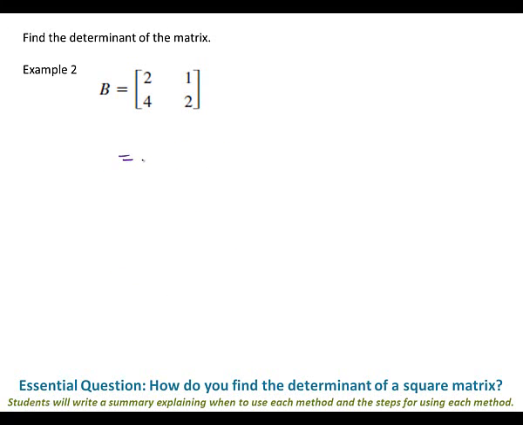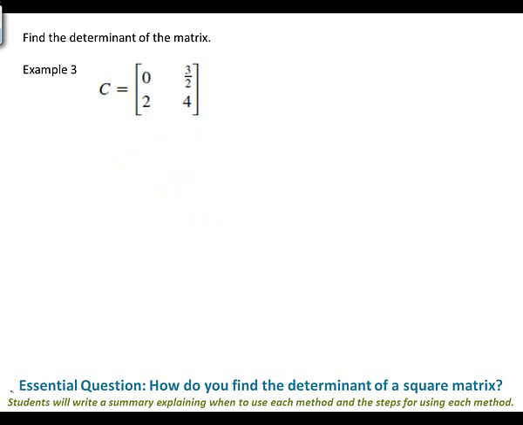I'm not going to write out as much work for this one. I'm supposed to multiply the diagonal. So what am I multiplying together first? 2 times 2, which gives you 4. And what operation? Minus. Good. And I multiply up the diagonal. So what am I multiplying together now? 4 times 1, which gives me 4. And my determinant is? 0.